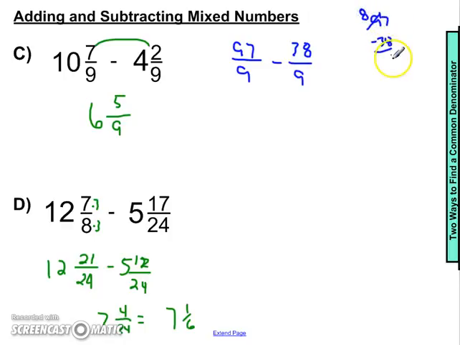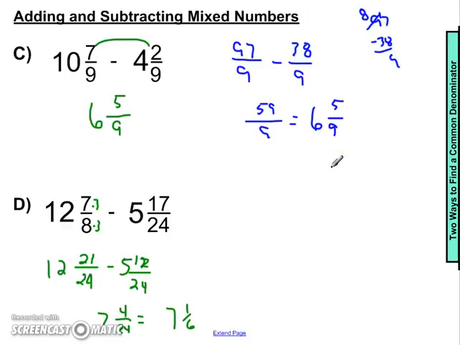17 minus 8, well, it's 9, right? And 8 minus 3 is 5, so this is 59. Didn't write that down correctly. 59/9. Alright, but if I go to a mixed number, 9 goes into 59 6 times. 6 times 9 is 54. 59 minus 54 is 5.